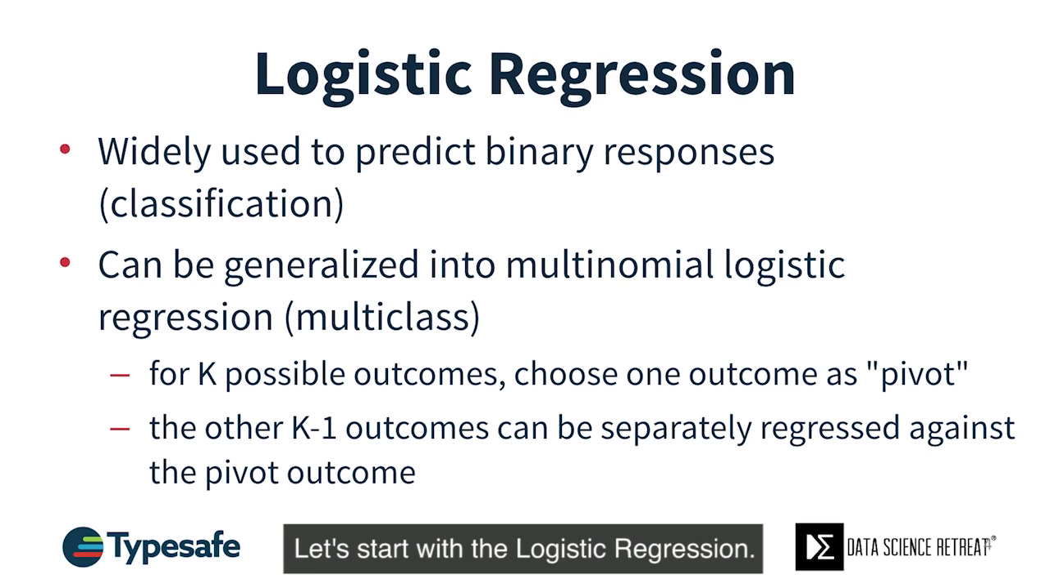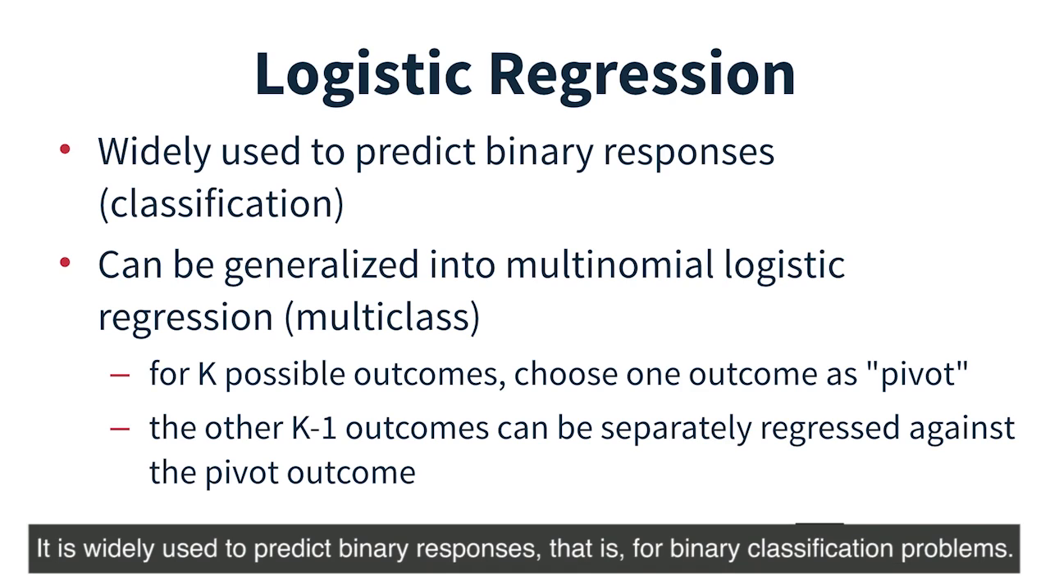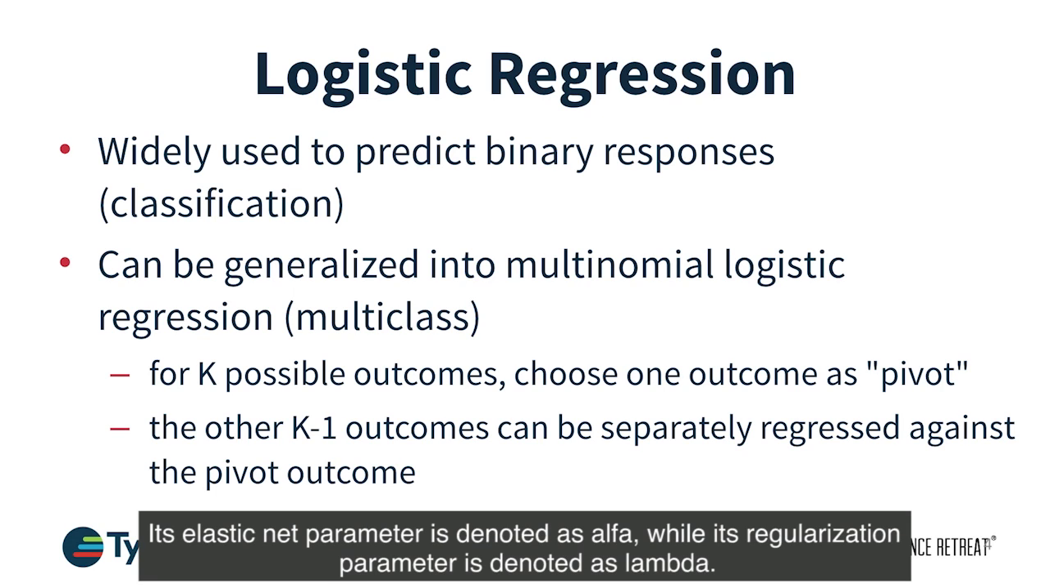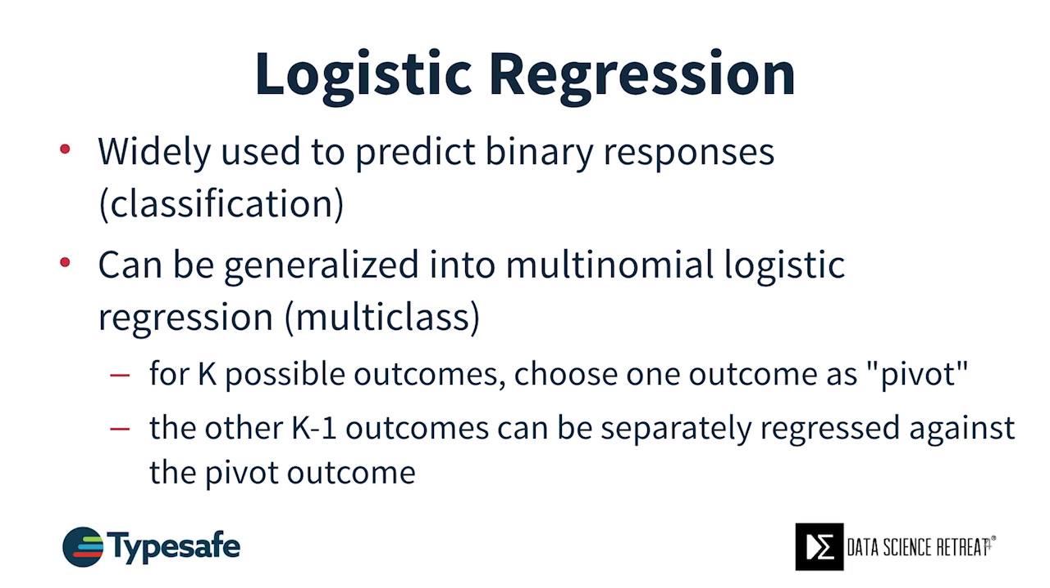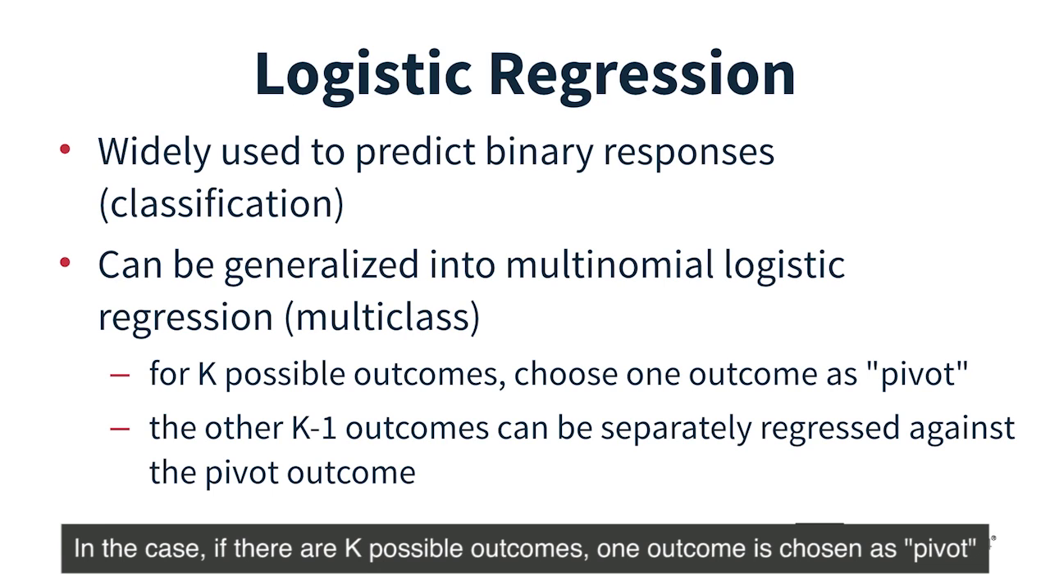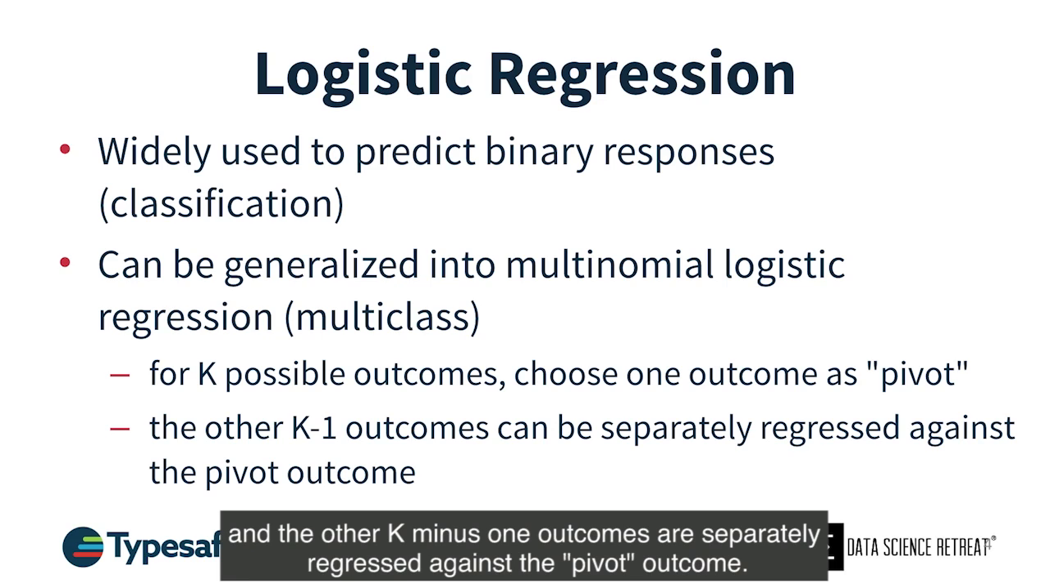Let's start with the logistic regression. It is widely used to predict binary responses, that is, for binary classification problems. Its ElasticNet parameter is denoted as alpha, while its regularization parameter is denoted as lambda. The logistic regression can also be generalized into a multinomial logistic regression. In the case if there are k possible outcomes, one outcome is chosen as pivot, and the other k-1 outcomes are separately regressed against the pivot outcome.